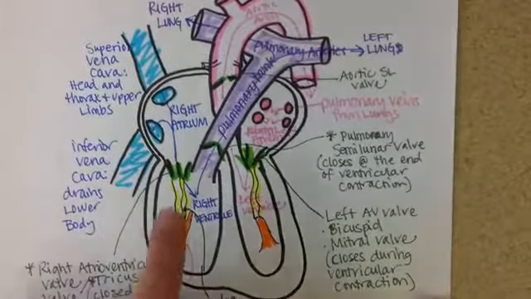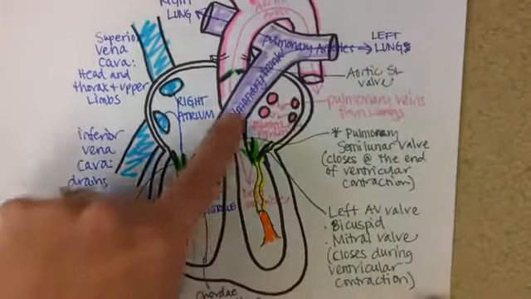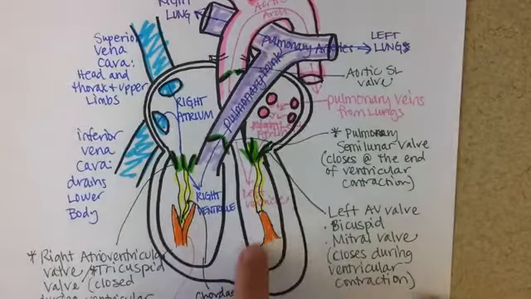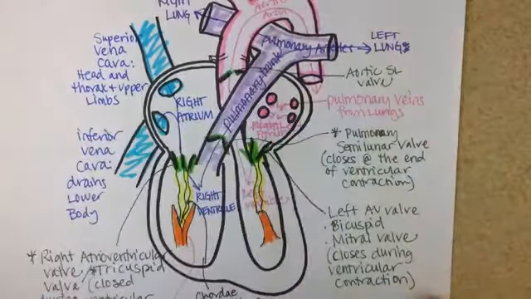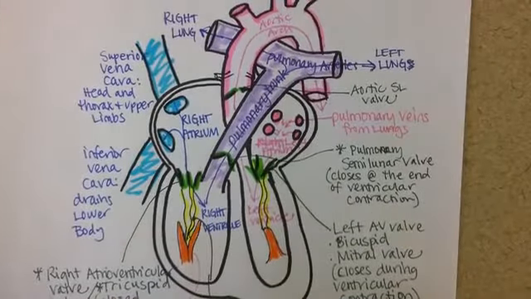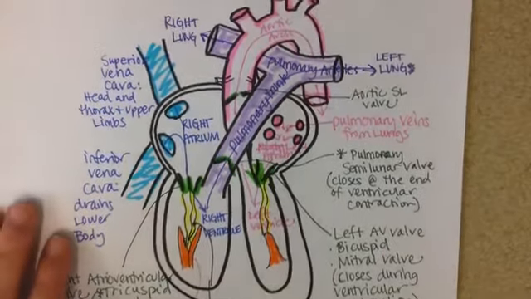The difference is that the right side of the heart is sending its blood to the lungs to get oxygenated, and the left side of the heart will be sending its blood to the head, the neck, the arms, the thorax, the abdominal cavity, the lower legs, to send oxygenated blood around.